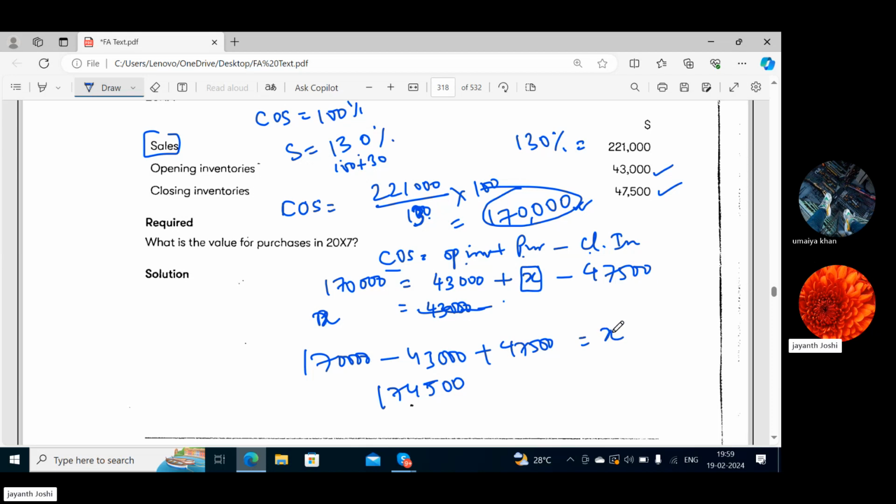So we have to find the value of X. Put X on the right hand side and all the figures on the left hand side. So 170,000 minus 43,000, this becomes minus, this becomes plus. So minus 43,000 plus 47,500 makes it 174,500. So this is how we got the value of purchases. 174,500 is the value of purchases. Clear? Yes, ma'am.